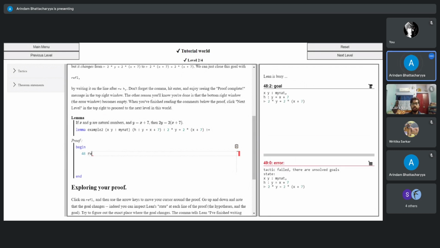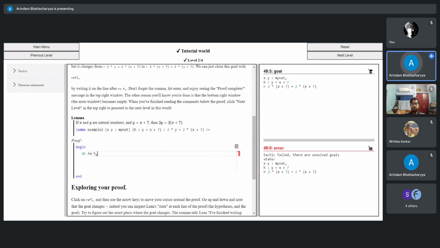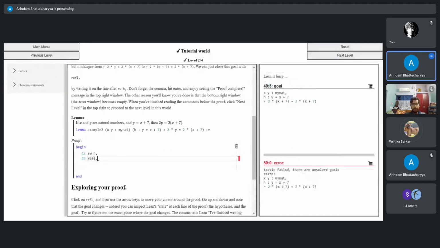So I will write RW H. And what this does is, hypothesis H says that y equal to x plus 7. So what RW will do, it will look for y, which is the left-hand side of the hypothesis, in the thing we want to prove, and replace that by the right-hand side. Right. So now can you tell me how to finish? Okay, I see. So then you just apply the REFL comma. Yeah, exactly.